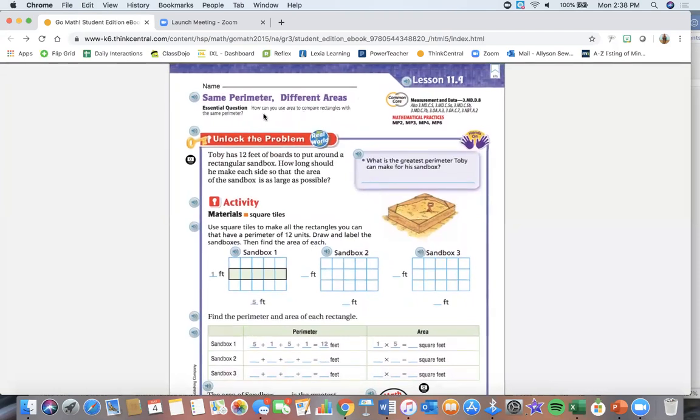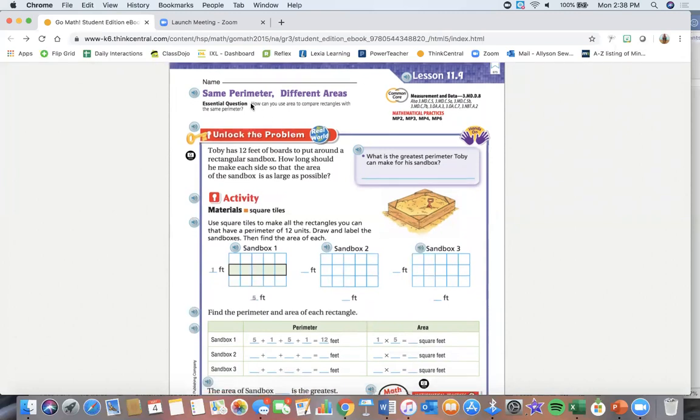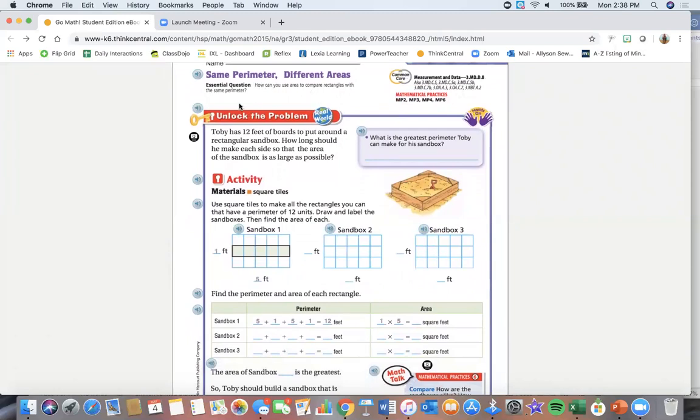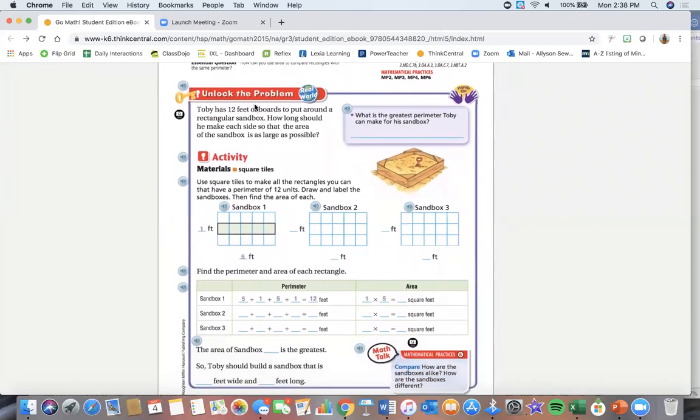Okay, so we are going to be working with shapes that have the same perimeter, but different areas. So the essential question is asking us, how can you use area to compare rectangles with the same perimeter? So let's read that again. How can you use area to compare rectangles with the same perimeter? Okay, we're going to be answering that question while we solve these problems.